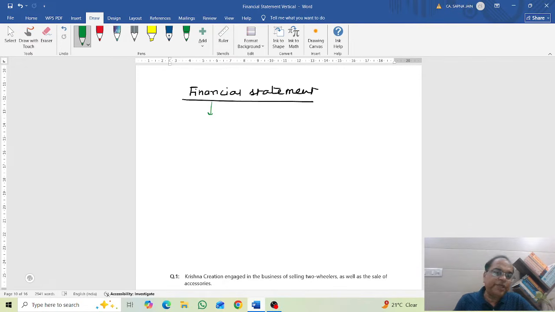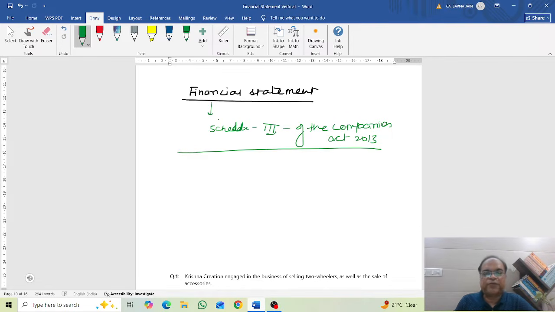Now for the company, there is a specific requirement of the Companies Act 2013 that we will prepare the financial statement as per Schedule 3 of the Companies Act 2013. Now the Companies Act 2013 gives the specific format to prepare the financial statement.